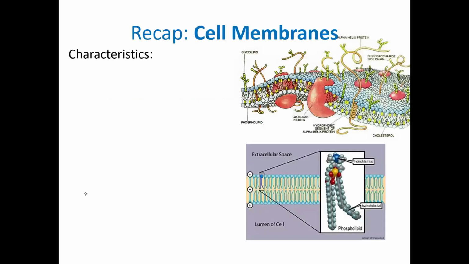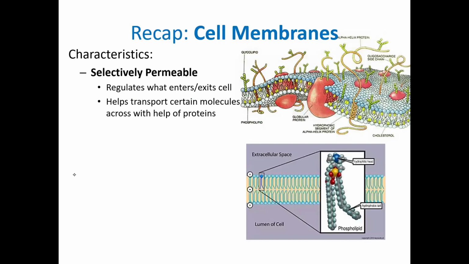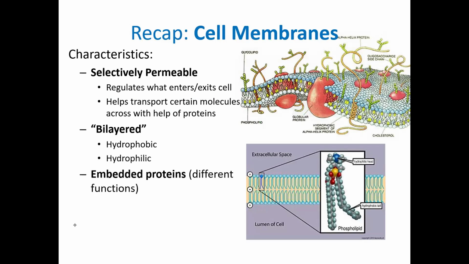Now let's recap briefly on the cell membrane. The characteristics of the cell membrane, as we said: it is selectively permeable and it regulates what enters and exits cells, and it helps transport certain molecules across with the help of proteins. The lipid is a bilayer, it has two layers, with hydrophobic and hydrophilic components. And there are embedded proteins, and these embedded proteins have different functions, including the transport of molecules, enzymes, cell identification, and so on.